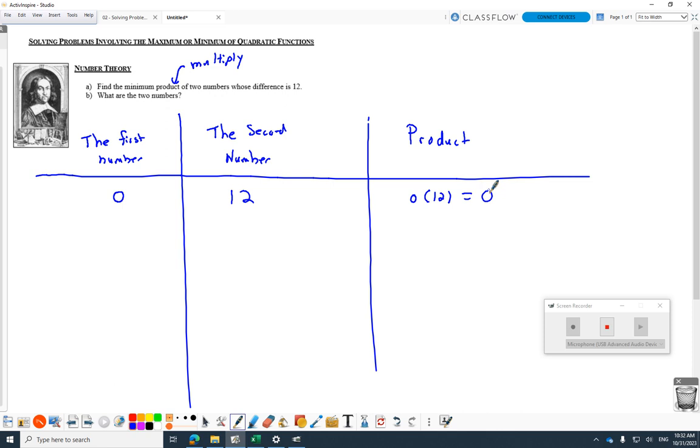I'm trying to find the minimum product. I want the lowest number I can get in this column. And you say 0 is the lowest number. 0 is not the lowest number. There's lower numbers than 0. And we'll get to that in a second. So instead of the first number being 0, I'm going to make the first number 1. If the difference between the numbers is 12, and the first number is 1, what's the second number?